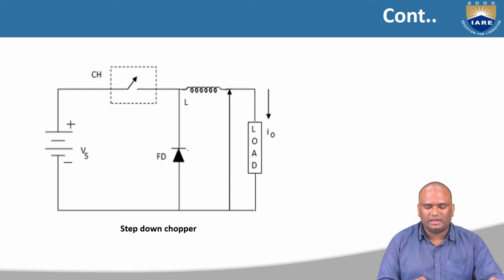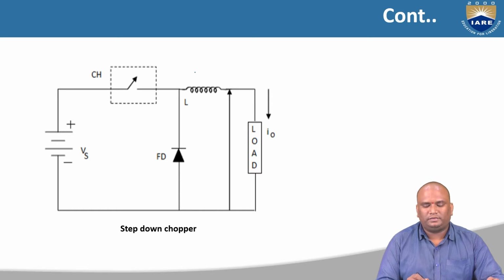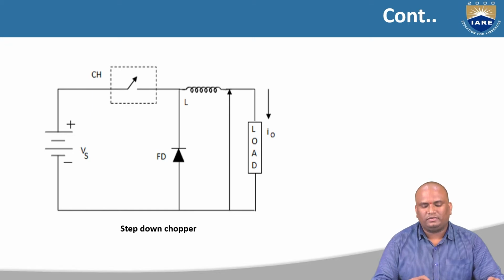A freewheeling diode is placed in parallel to the load, which gives continuous current to the load during the non-operation of the chopper. Here the inductor is placed in order to charge. This inductor is shown like a load, which is an inductive load. The load is connected in series with the inductor, and this is in parallel with the freewheeling diode.